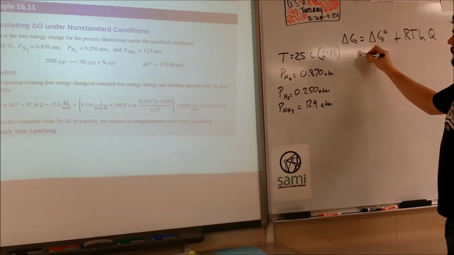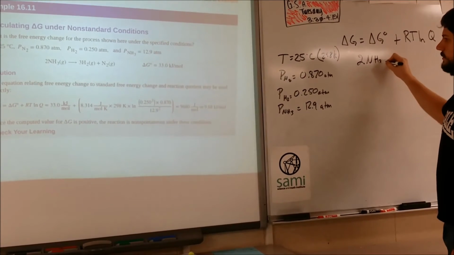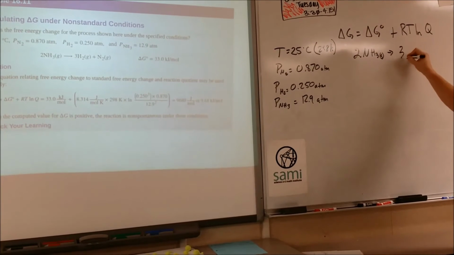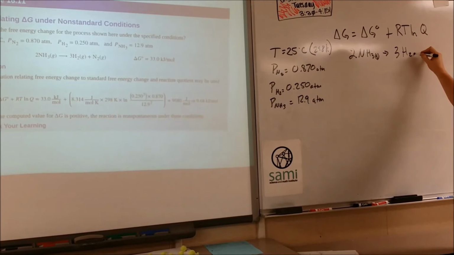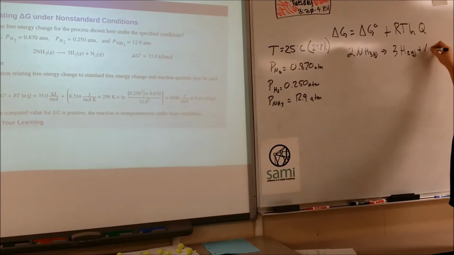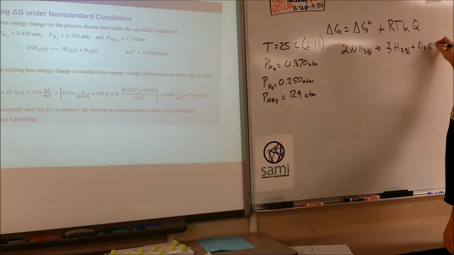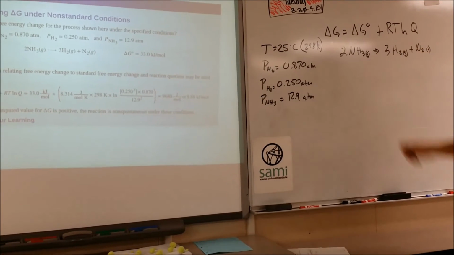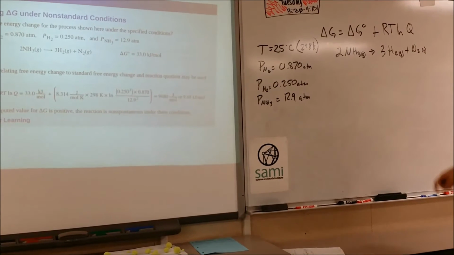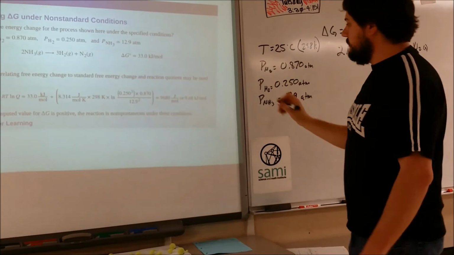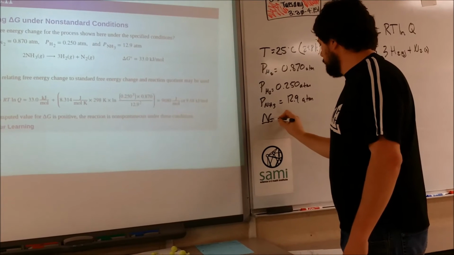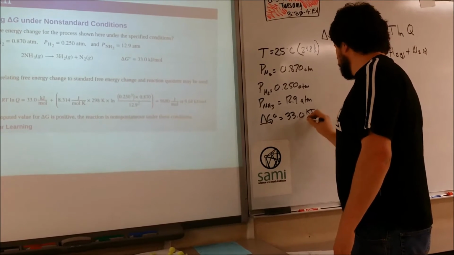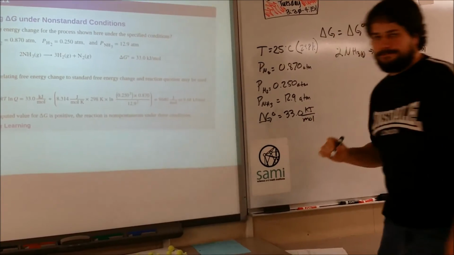The balanced chemical equation is 2NH3 in gas state becomes 3H2 in gas state plus N2, also in gaseous state. This will become important later when we get to how we talk about that Q. And of course, our final ΔG° is 33.0 kilojoules per mole.